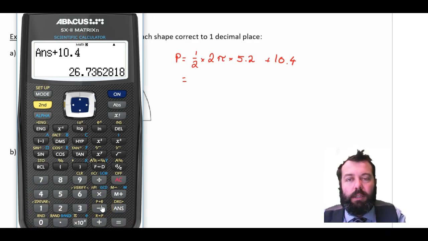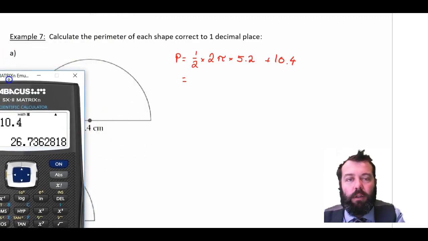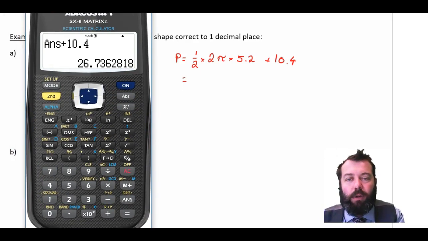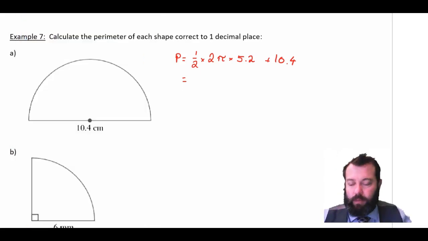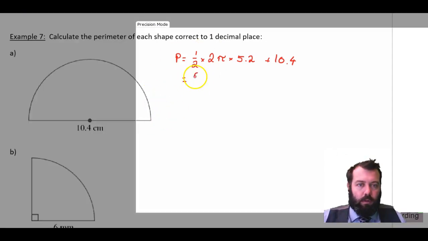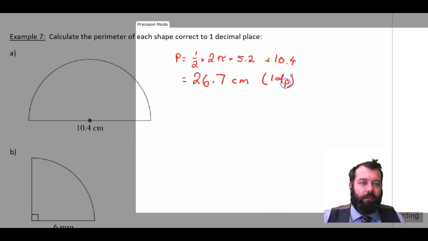equals 26.7. Now, what's it asking for here? 1 decimal place. Oh, that was weird. 26.7 centimeters, and we'll just say 1 decimal place here.